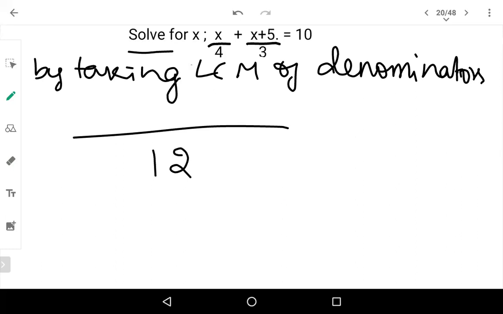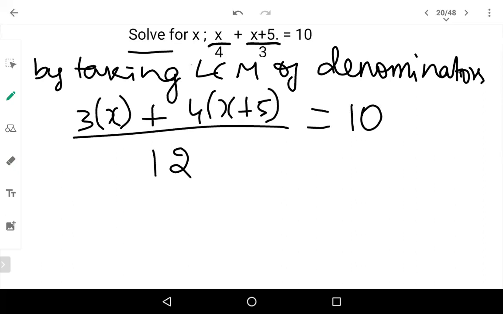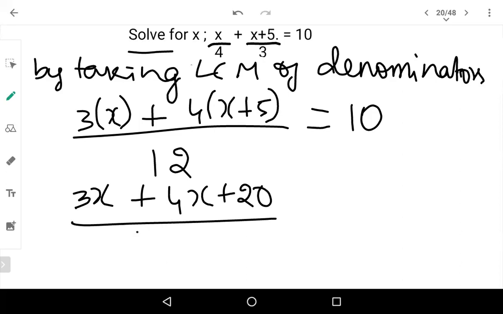Now in the numerator, when you cross multiply, you get 3 into x plus 4 into x plus 5, is equal to 10 on the other side, it will remain as it is. Then next step, 3 into x is 3x, plus 4 into x is 4x, 4 into 5 is 20. Now by multiplication, we have removed the bracket. Whole divided by 12 is equal to 10.